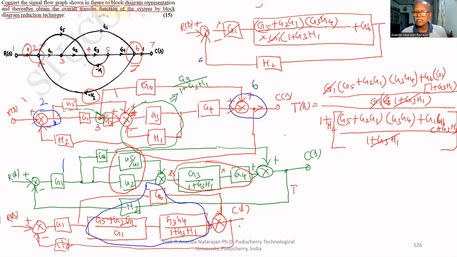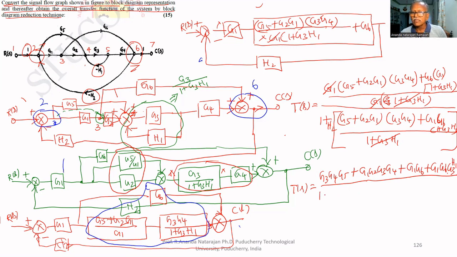Therefore, the transfer function P of S equal to numerator, we can multiply with G3, G4. What you will get is G3, G4, G5 plus G1, G2, G3, G4 plus G1, G6 plus G1, G6, G3 and H1. This is numerator divided by the same thing plus multiplied by H2.